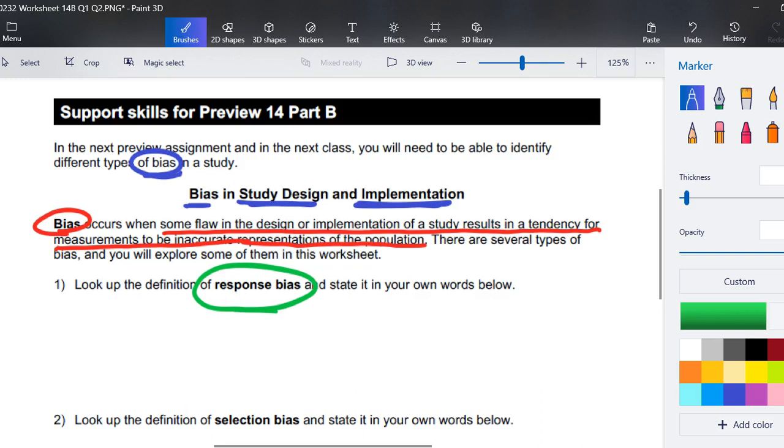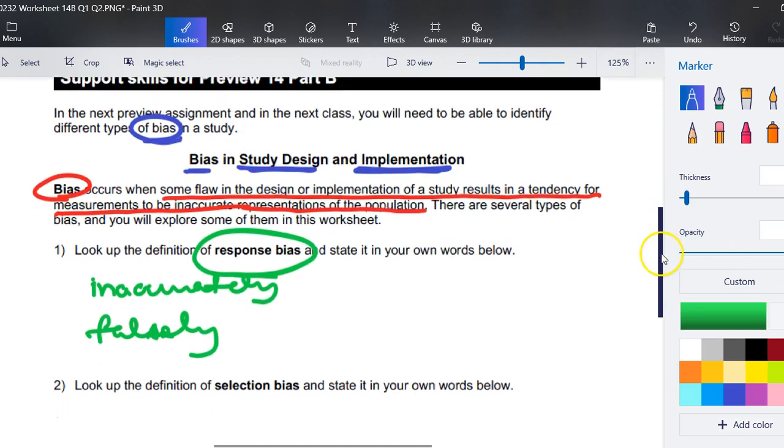So to begin with, on question 1, response bias. Response bias occurs whenever participants respond inaccurately or falsely to questions. It could also occur when there are problems with the measurement system that is being used, or when somehow the researchers influence the responses.